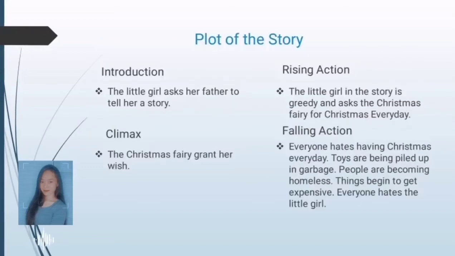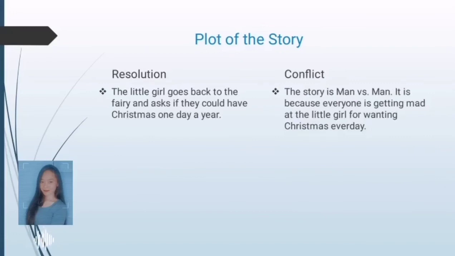Now let's move on to the plot of the story. We have here the introduction where the little girl asked her father to tell her a story. Next was the rising action, where the little girl in the story is greedy and asks the Christmas fairy for Christmas every day. Next was the climax, where the Christmas fairy grants her wish. Next was the falling action, where everyone hates having Christmas every day. Toys are being piled up in garbage. People are becoming homeless, things begin to get expensive, and everyone hates the little girl. Next was the resolution, where the little girl goes back to the fairy and asks if they can have Christmas one day a year. And the last one is conflict, where the story is man versus man. It is because everyone is getting mad at the little girl for wanting Christmas every day.